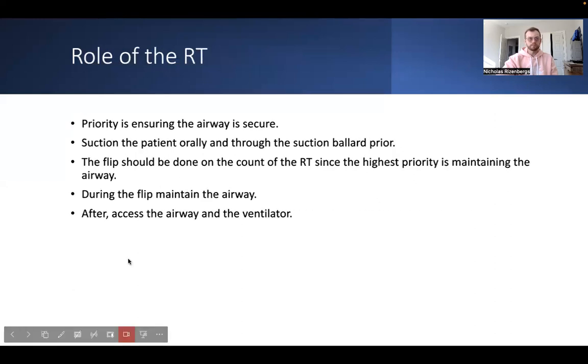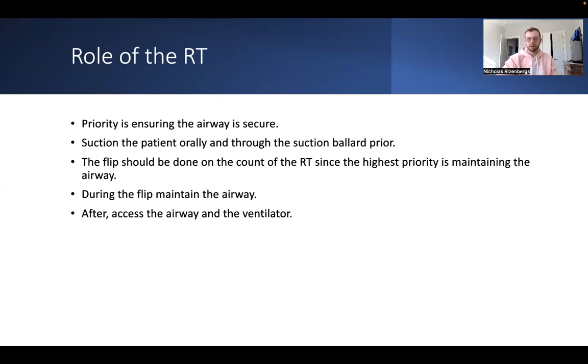So the role of the RT. Priority is ensuring the airway is secure, which is about 90% of what we do really in any kind of emergent situation or dealing with any patient on mechanical ventilation, or even prior to that, we want to make sure their airway is secure, either that they can or we can provide that. So suction the patient orally and through the suction catheter. The flip should be done on the count of the RT, since the highest priority is maintaining the airway. So we need to be dictating when we are ready. The nurses and everyone involved has got their lines placed where they want them. We need to make sure that we do the count, because keeping that airway is most vital.